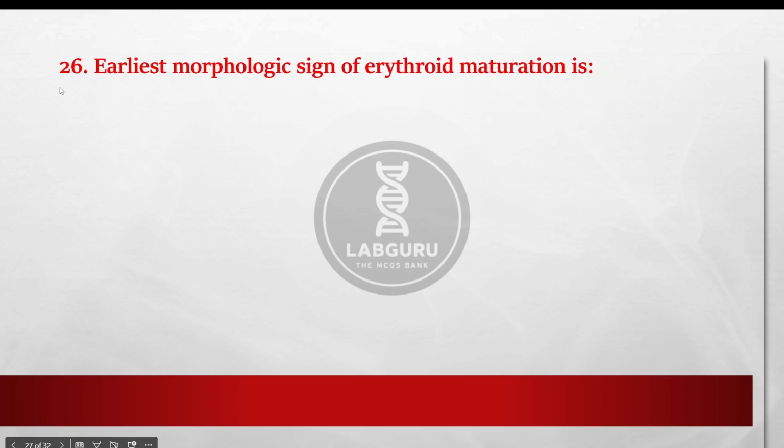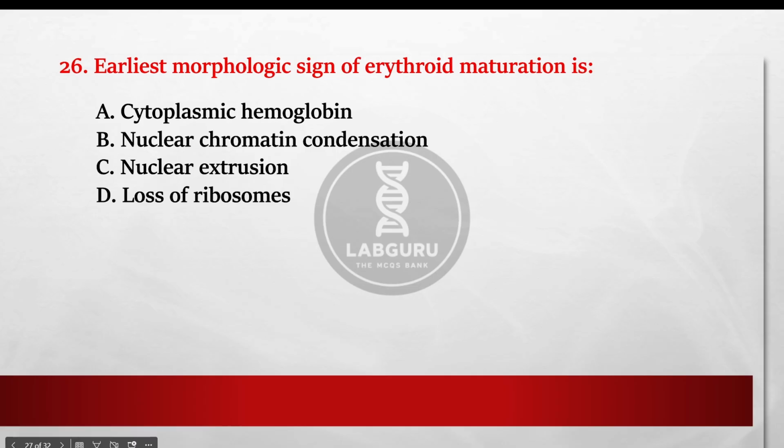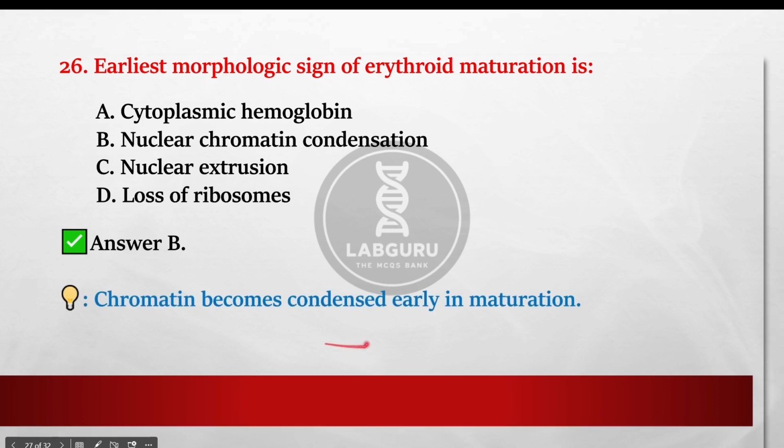Question number 26 is, earliest morphological sign of erythroid maturation is. Here the options are: option A cytoplasmic hemoglobin, option B nuclear chromatin condensation, option C nuclear extrusion, and option D loss of ribosomes. Here the right answer is option B, that is nuclear chromatin condensation. Chromatin becomes condensed early in the maturation.